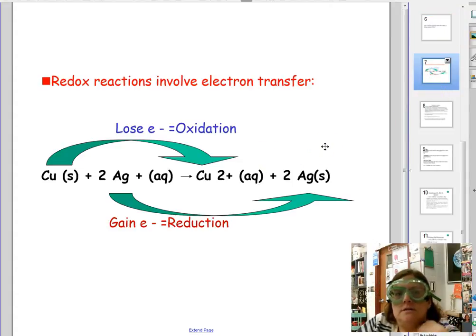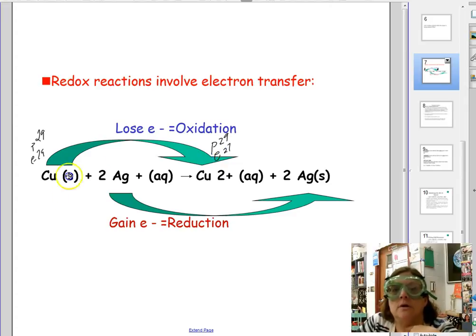So, here is what's going on in this case. Copper here. Copper has 29 protons. And it's neutral, so it has 29 electrons. All right? Over here, copper still has 29 protons, because if that changes, it's not copper anymore. But it has 2 less electrons now. Okay? So it had 29, it lost 2, so now it has 27.